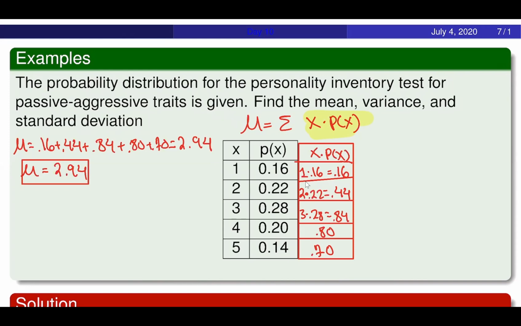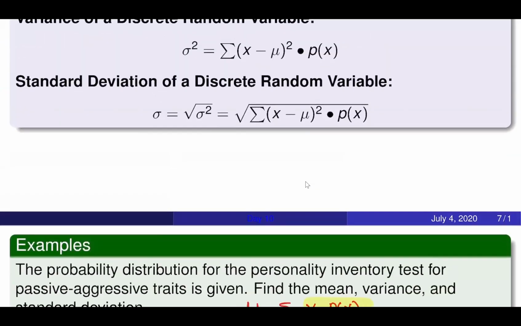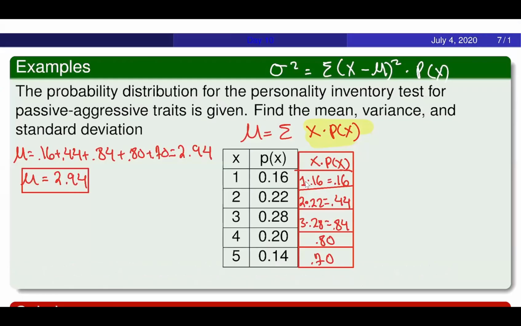So now let's look at the formula for variance. If you look at it, sigma squared is equal to the summation of x minus mu squared times p of x. So I'm going to add this new table, and this new table is just for variance.